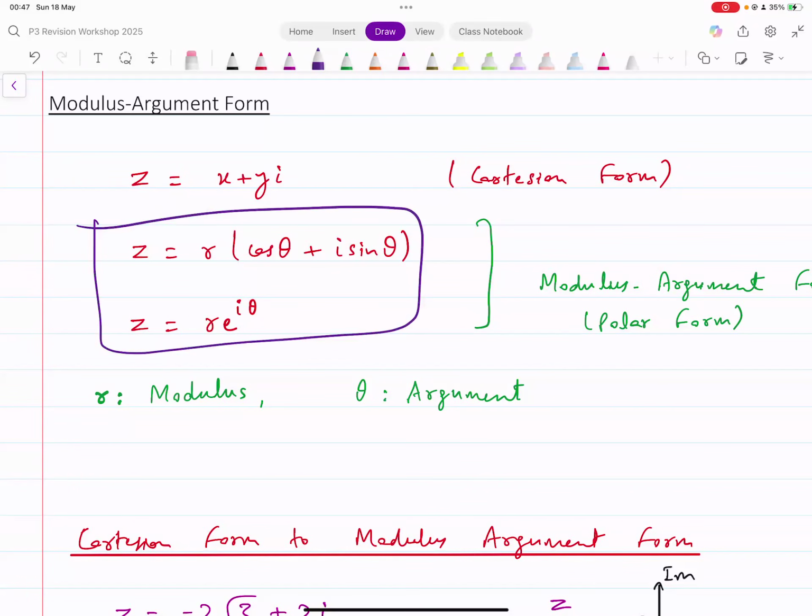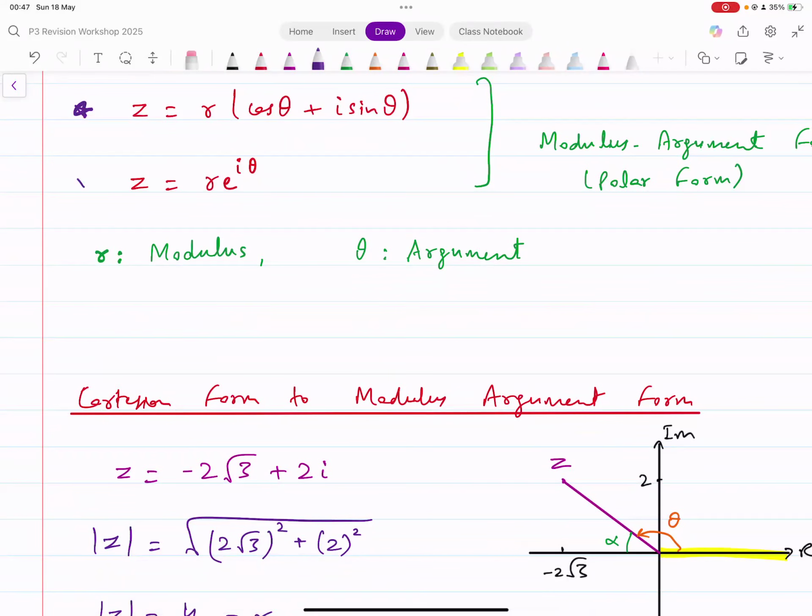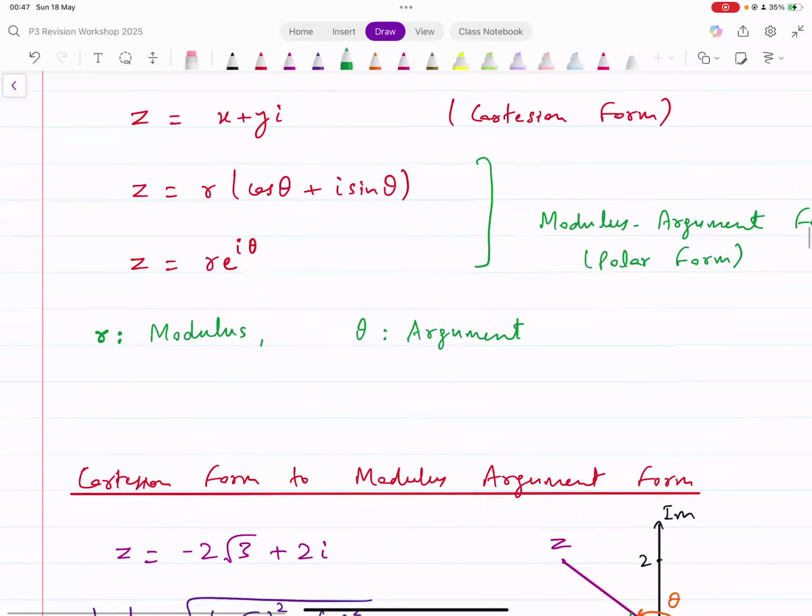r into cos of theta plus iota sine theta, and r e raised to power iota theta. Now, there's some background to this, where they come from, but that's not relevant for us at this point in a revision class. So we have to remember this, right? r into cos theta plus iota sine theta, and r e raised to power iota theta. Now, in these forms, r represents modulus, theta represents argument, okay? So you can write any complex number in these three different forms.